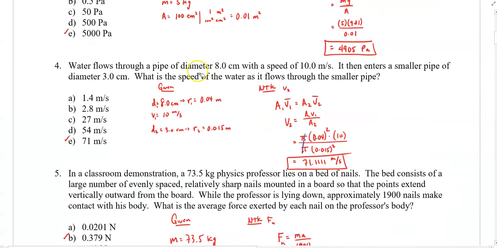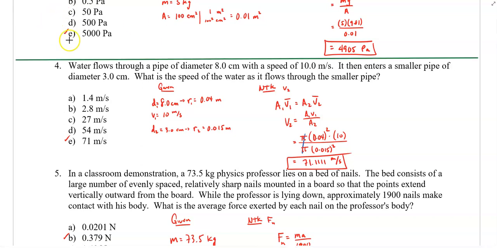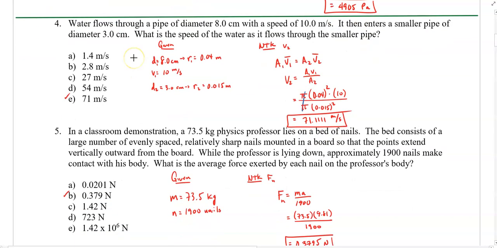So now moving on to number 4. Here's where we transition out of fluid statics and into fluid dynamics. So this was chapter 12 content. Water's flowing through a pipe that has a diameter of 8 centimeters with a speed of 10 meters per second. It then enters a small pipe of diameter 3 centimeters. What's the speed of the water as it flows through the smaller pipe?